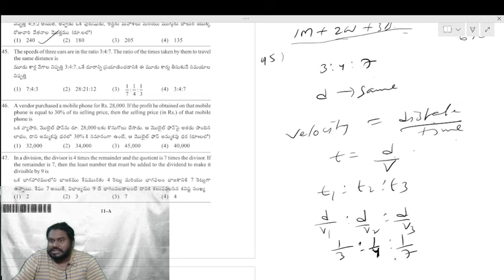You can take the LCM of these. For 3, skip it and multiply 4 and 7. For 4, skip it and take 3 into 7. For 7, 3 into 4, 12. So 28 is to 21 is to 12 is the ratio.